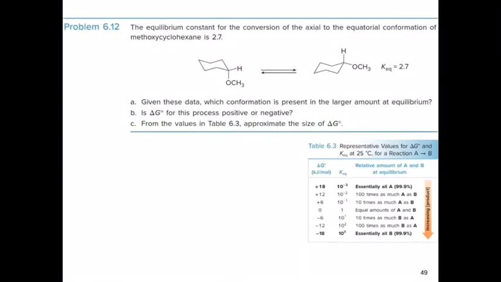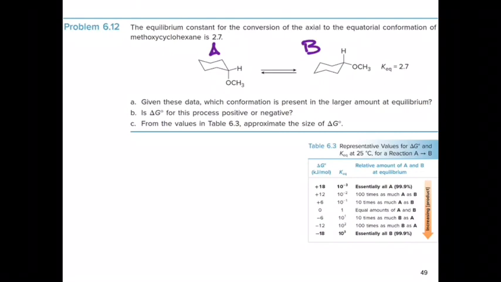And here's practice problem number 12. The equilibrium constant for the conversion of the axial to the equatorial conformation of methoxycyclohexane is 2.7. So we have an equilibrium constant of 2.7. I'm going to label the first conformation here as A and the second conformation here B. And so the first question here is, given these data, which conformation is present in the larger amount at equilibrium?